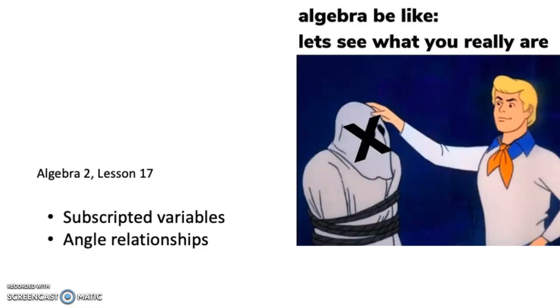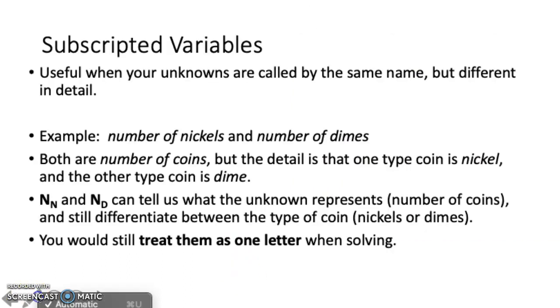This is Lesson 17, Subscripted Variables and Angle Relationships. This lesson is really what you've already been doing. They just try to make the letters a little fancier. So let's continue straight to the point.